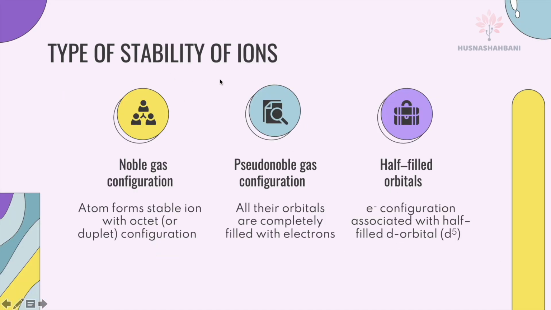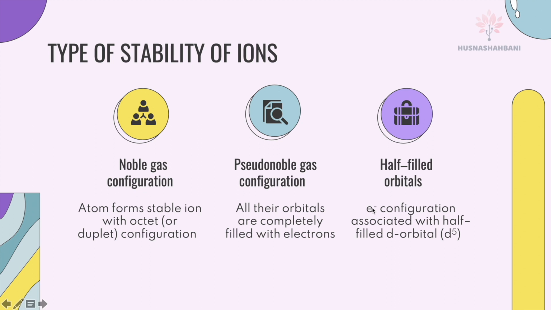Types of stability of ions. There are 3 types of stability of ions: noble gas configuration, pseudo-noble gas configuration, and half-filled orbitals. For noble gas configuration, an atom forms a stable ion with octet or duplet configuration. Pseudo-noble gas configuration, all their orbitals are completely filled with electrons. So it's not necessary to follow the octet rule. As long as all their orbitals are completely filled with electrons, they are called pseudo-noble gas configuration.